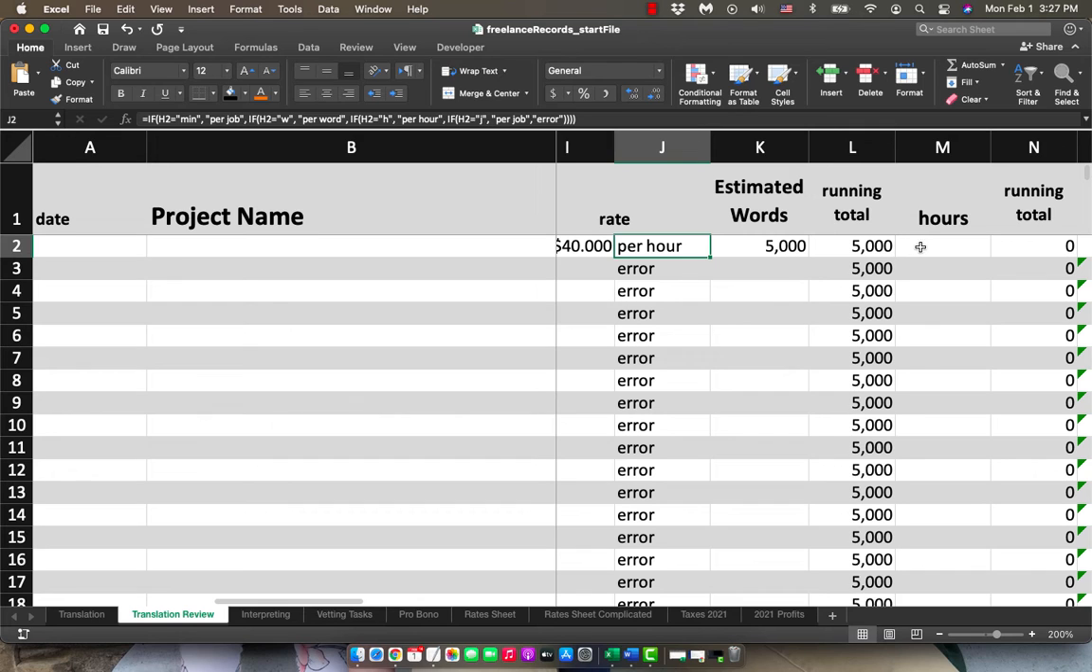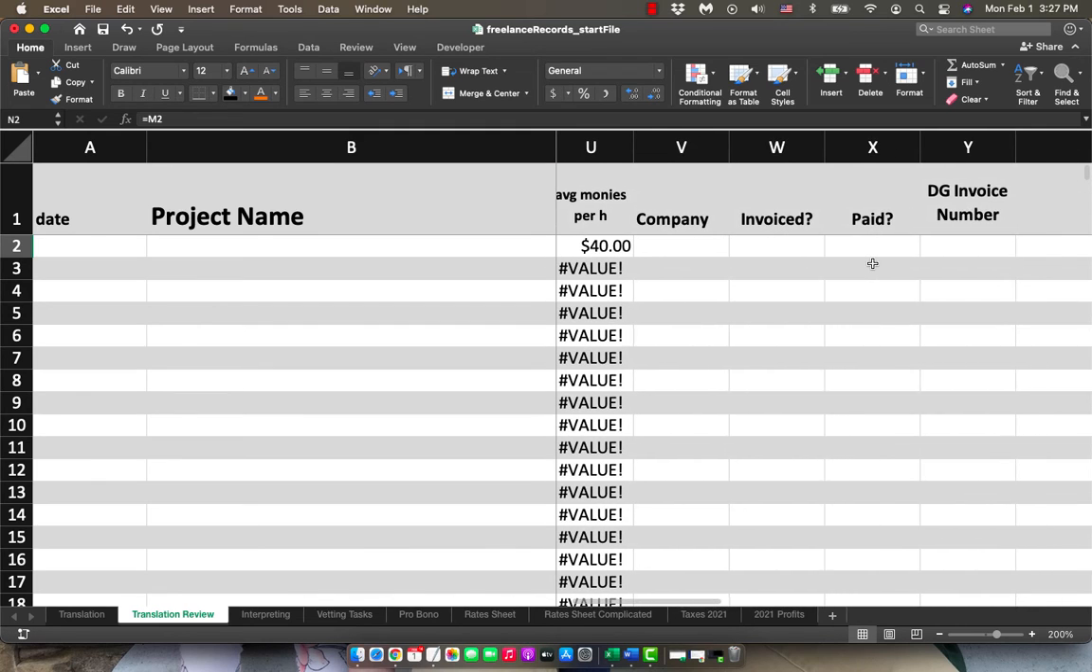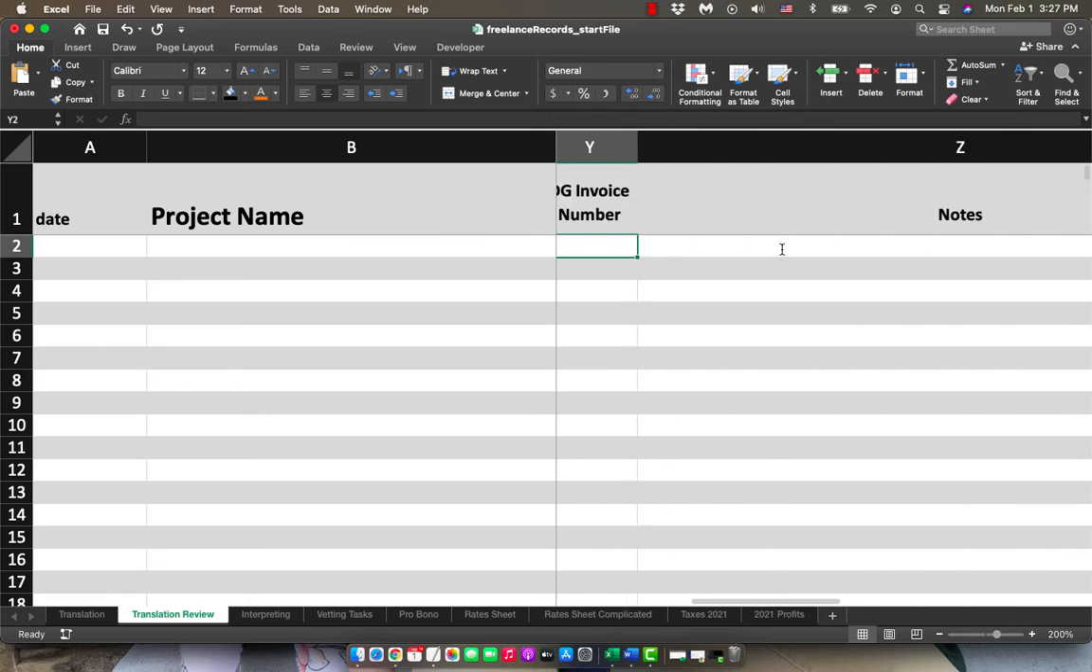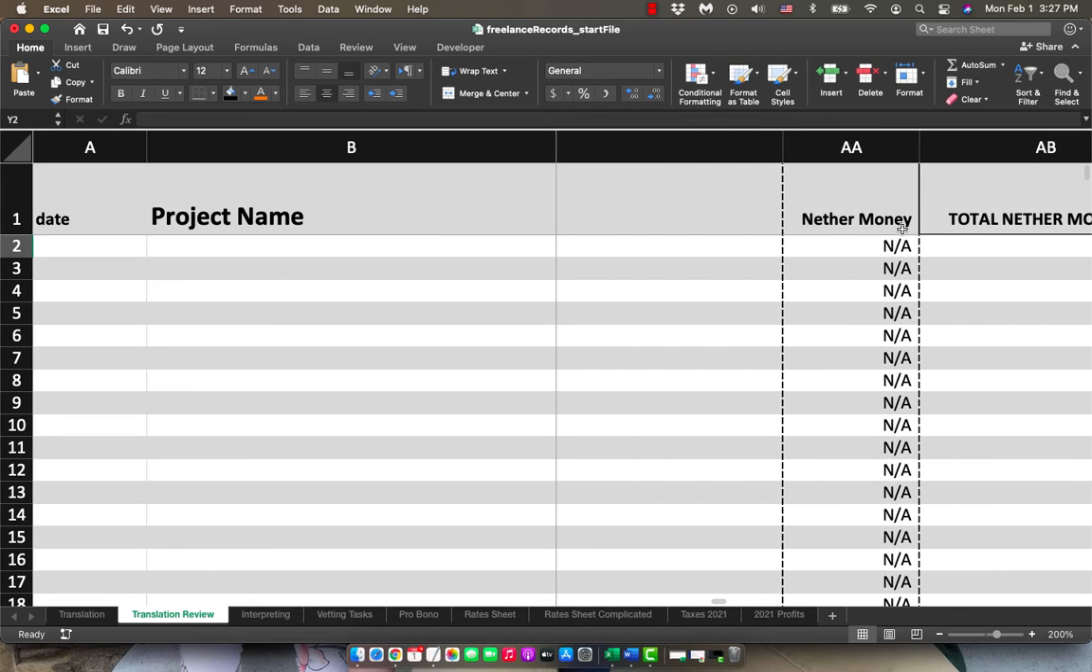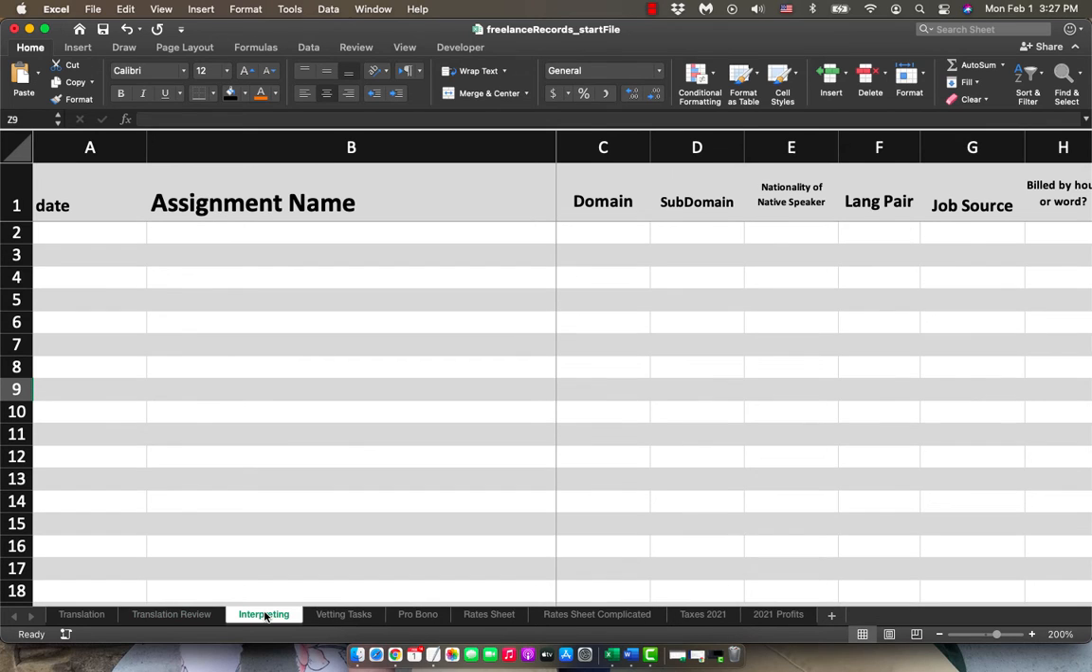And it'll generate the same sort of statistics. We'll say, yes, we got paid. I'm not going to fill in all of the information here just so we can move right along. Show you what it looks like for interpreting as well.